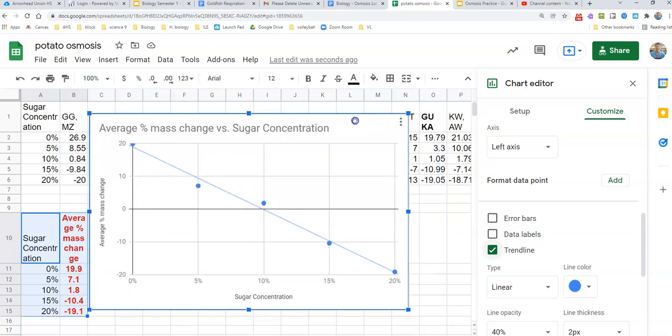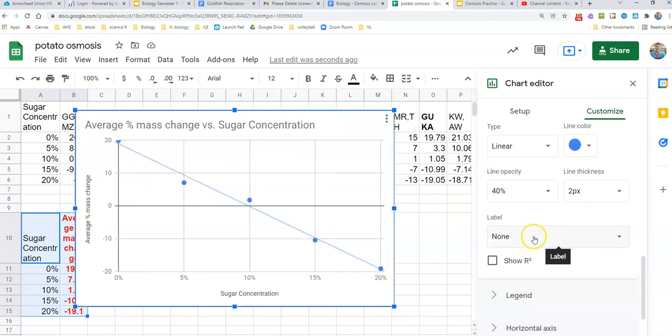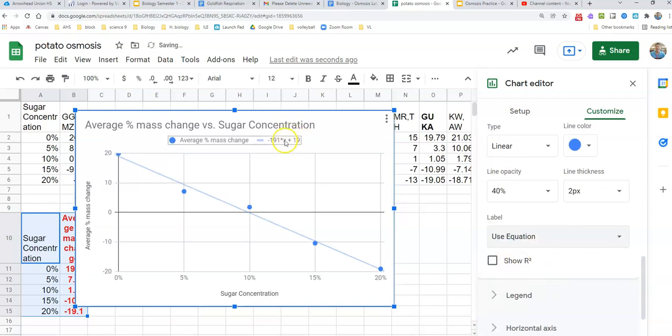So what I can do now is I can apply a linear line function to this line. If I keep scrolling down under Customize, I can select Label and say Use Equation. And what it will do, it will give me the line equation for that trend line. So what this represents, it represents y is equal to my m value, which is a negative 191. So my slope is a downward slope, so it's negative. So it's negative 191 times x plus b, which is 19.